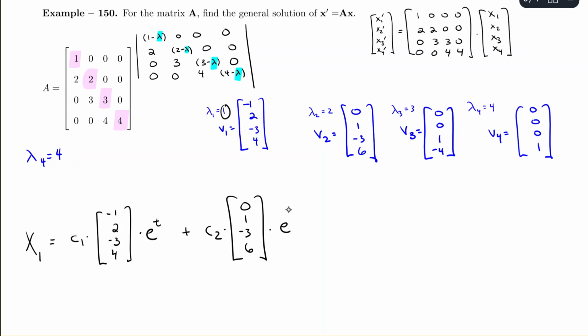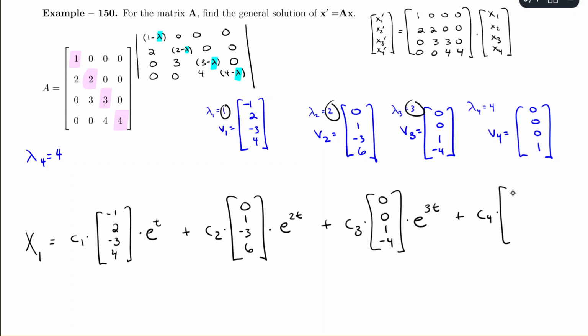multiplied by e to the, in this case, 2t, plus c3, third eigenvector, multiplied by e to the 3t, plus c4 times our fourth eigenvector, times e to its eigenvalue, which is 4t. And that would be our solution, and this is the solution for just our x in general.